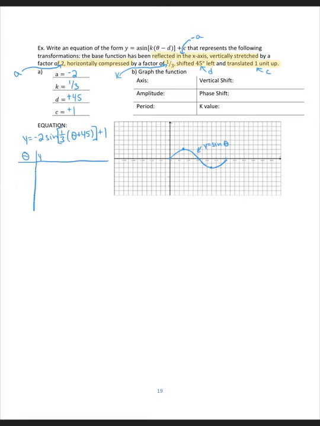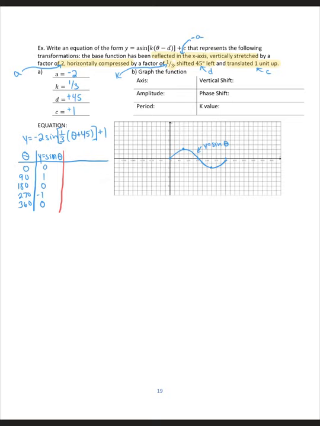Okay, so if we were to put in those base functions with their key points, we know that the key points are at 0, 90, 180, 270, and 360. And it starts at our axis, which is at 0, goes up to our max, down to the axis, down to our minimum, and then back up to our axis. So now, in terms of our transform function, we're going to look at the transformations happening here.